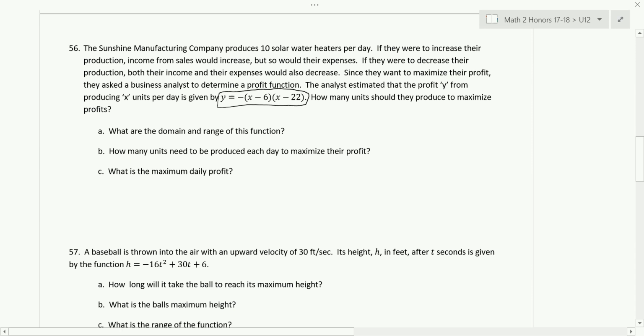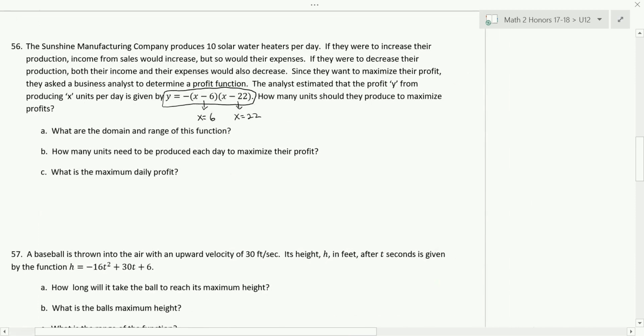What form is this? Factored form. And from this form, what can you tell about the graph? X-intercepts. If it's already factored, we can quickly get them. We could set x minus 6 equal to 0 and get x equals 6. We could set x minus 22 equal to 0 and get x equals 22. And so we get our x-intercepts right away.